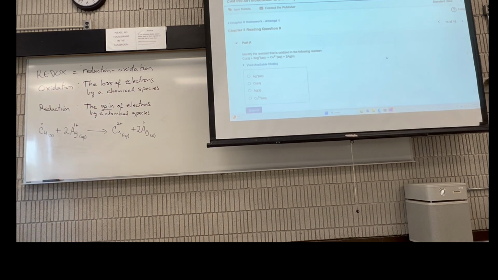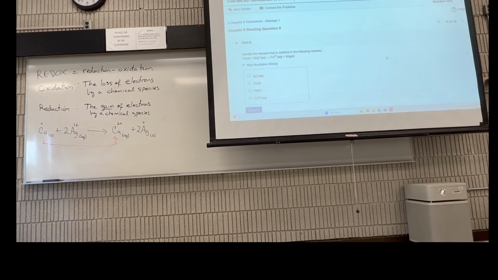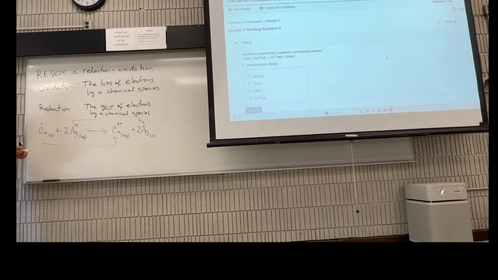Now let's take a look only at a pair at a time. So we're going to see what happens to copper from here to here as far as electrons is concerned. I mean, think about it. Now we know from the explanation that I gave you a few minutes ago that if the number increases, that's going to be oxidation. If the number goes down, that's going to be reduction. But let's look at it in terms of electrons.